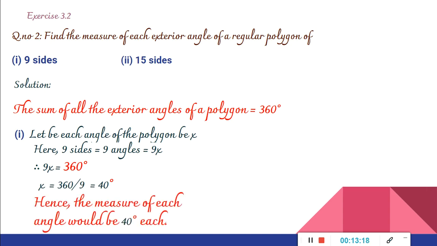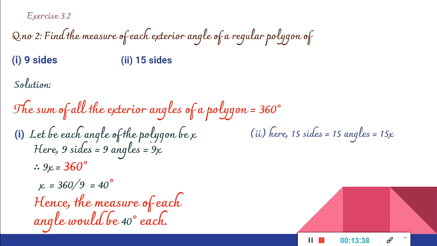That is 40 degrees. So the measure of each angle would be 40 degrees each. Meaning, if it is a regular polygon of 9 sides, then its exterior angle would be 40 degrees each. Clear? The same way for 15 sides. So here there is no need to explain more.